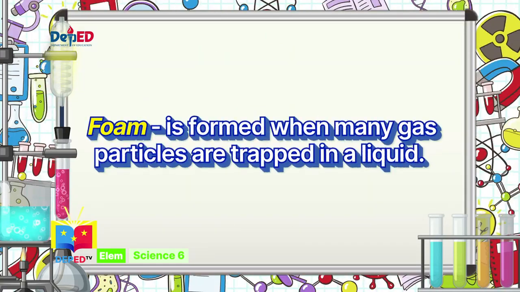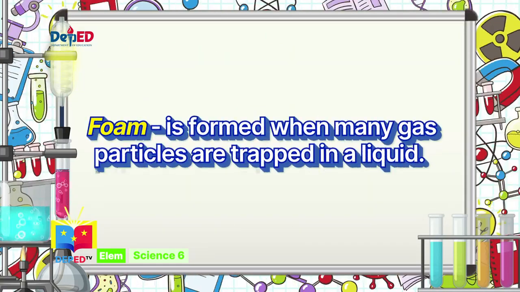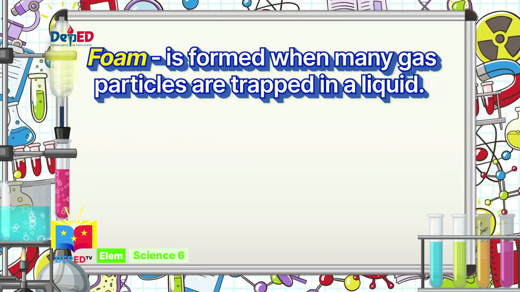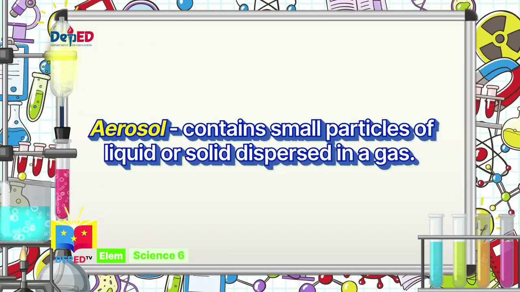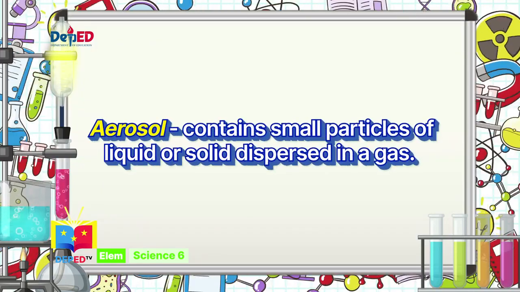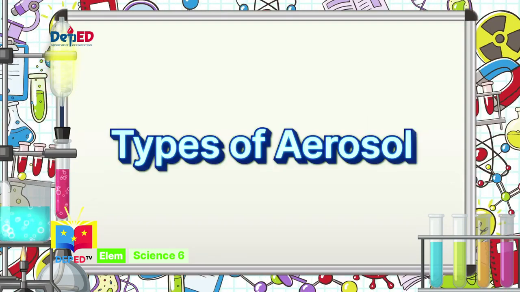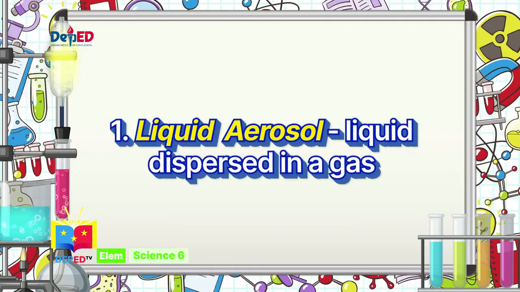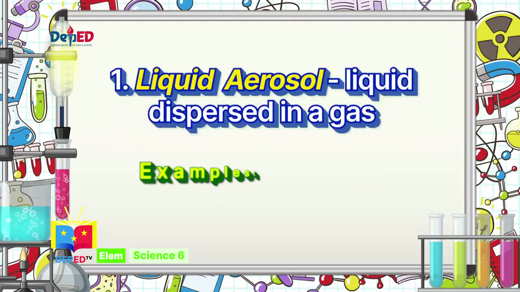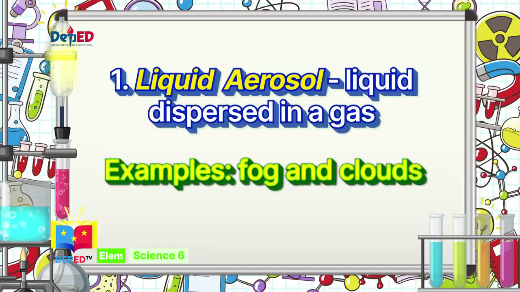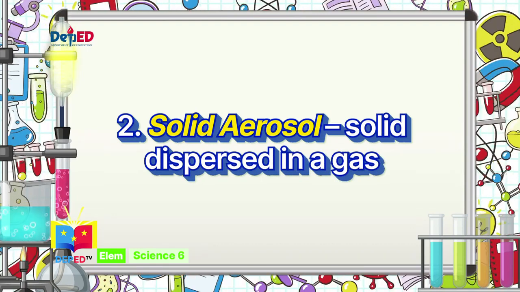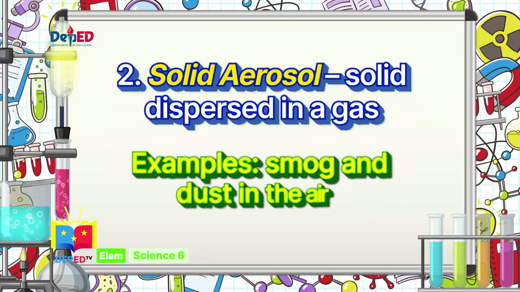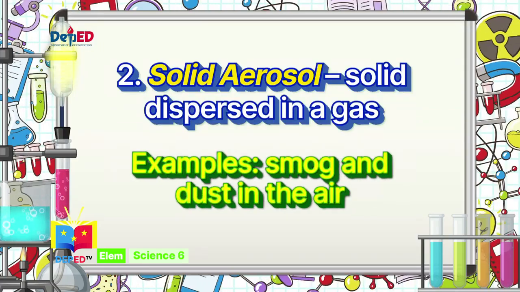Number 3. Foam is formed when many gas particles are trapped in a liquid. Examples are beaten egg white and whipped cream. Number 4. Aerosol contains small particles of liquid or solid dispersed in a gas. Types of aerosol. Number 1. Liquid aerosol, liquid dispersed in a gas. Examples, fog and clouds. Number 2. Solid aerosol, solid dispersed in a gas. Examples, smog and dust in the air.